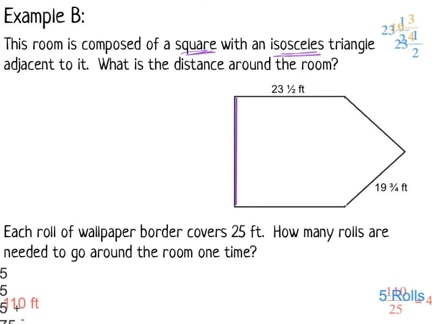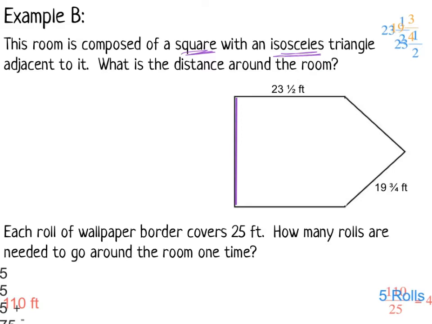And then a second question says, each roll of wallpaper border covers 25 feet. How many rolls are needed to go around the room one time? So first we've got to figure out how much distance is around the room, and then we've got to figure out how much wallpaper we're going to need. So here I don't have very much to work with. I only have 23.5 feet and 19 3/4 feet. But luckily, the problem gave me some information to work with.